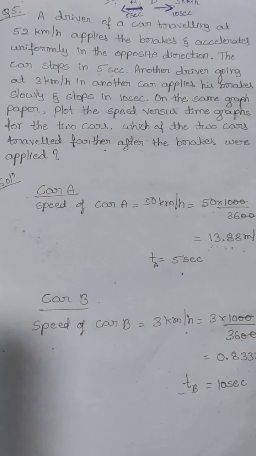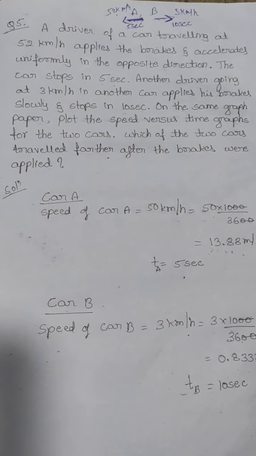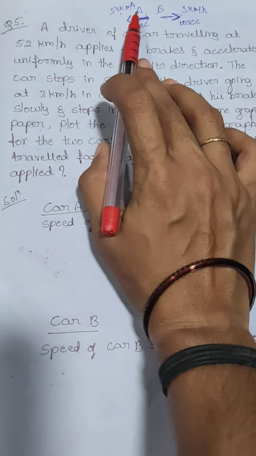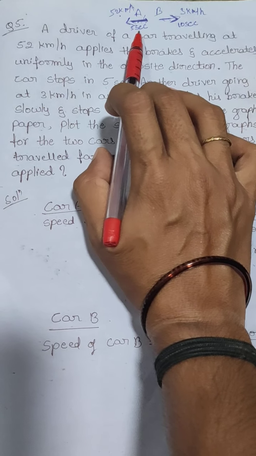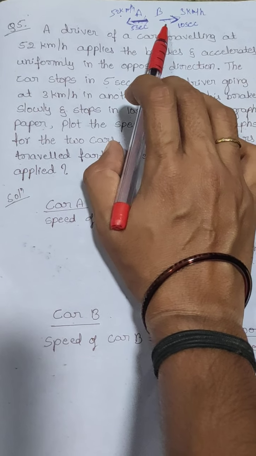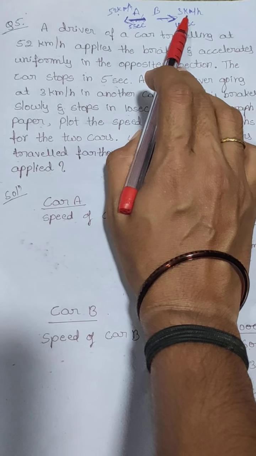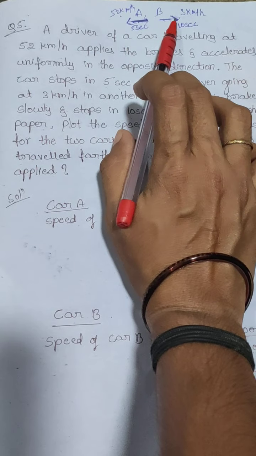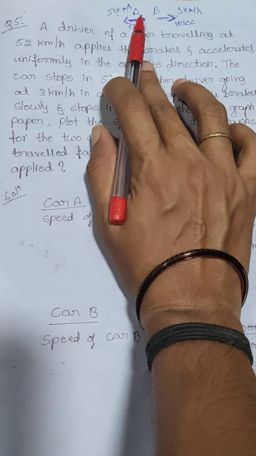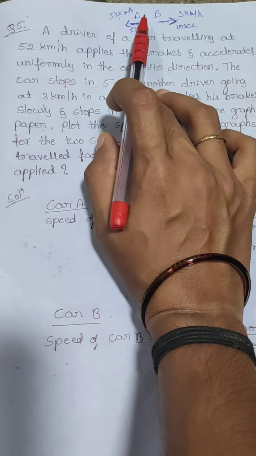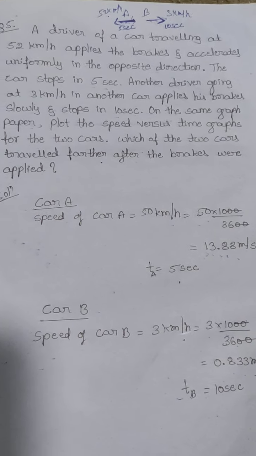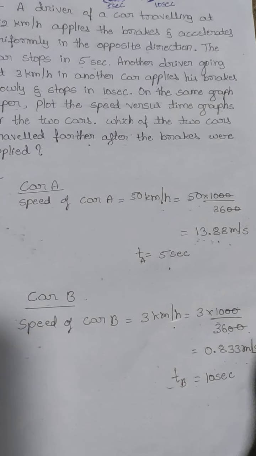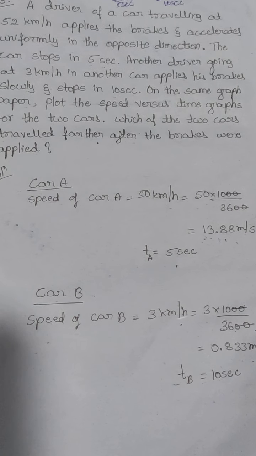So here two cars are there, car A and car B. Car A is moving with the speed of 52 km per hour and stops in 5 seconds. Car B moves with the speed of 3 km per hour and stops in 10 seconds. These two cars are moving in the opposite direction. For this speed and time, we have to plot a graph, and by that graph we have to say which car travels further after applying the brake.